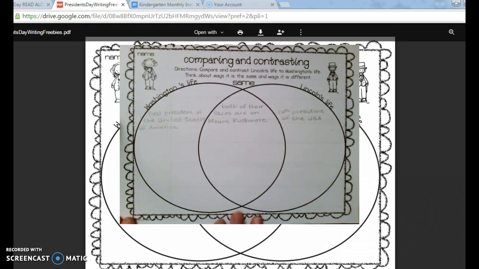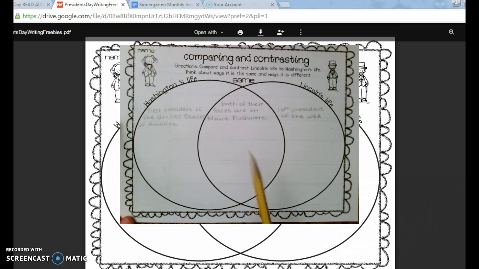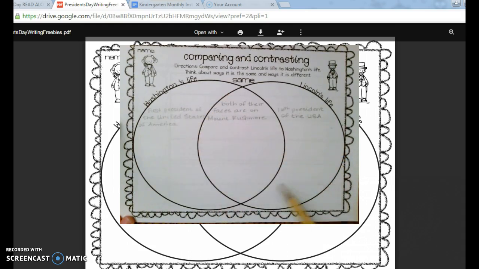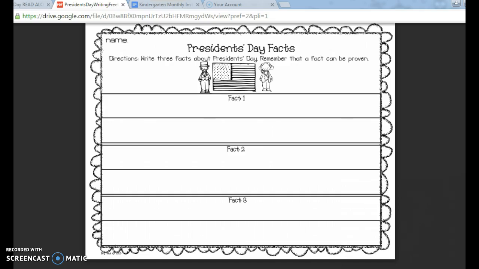Okay, so this is how to complete a Venn diagram. You are putting the ways that they are the same or similar in the middle, and ways that they are different on the outside. Now you can think back into that story that we read, and you can write your own facts. If you need to go on the internet and look up facts about these two presidents, you can do that as well if this is one of the activities that you choose.